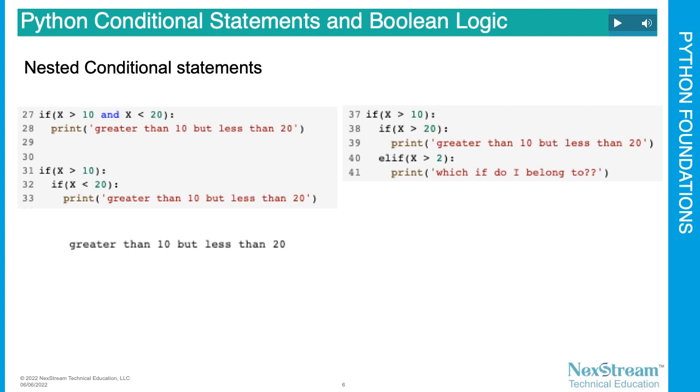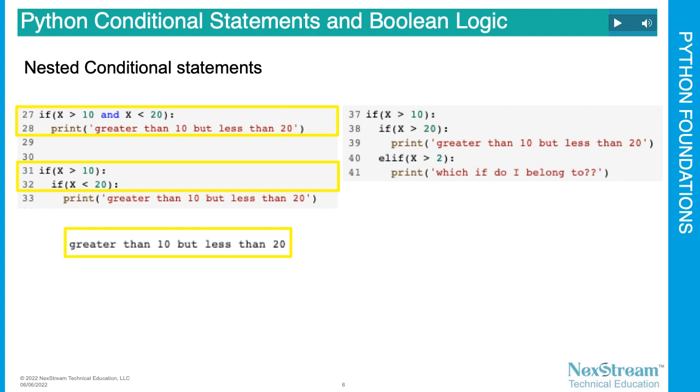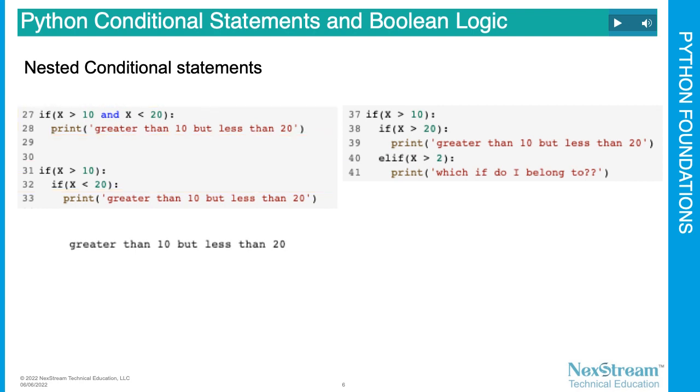Can you see why the two snips of code here and here produce the same output? If we consider x equals 15 in the example, we would evaluate the conditional here as true since 15 is both greater than 10 and less than 20. Now for x equals 15, we'd evaluate the code here as true, so we'd proceed to the code under it that is indented, and in this case the conditional would also evaluate as true, so we proceed to the code under it and print the message.